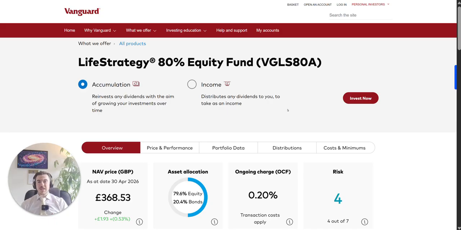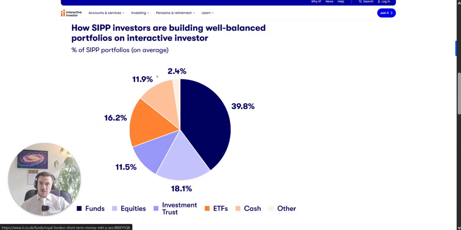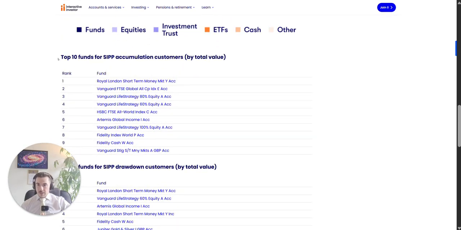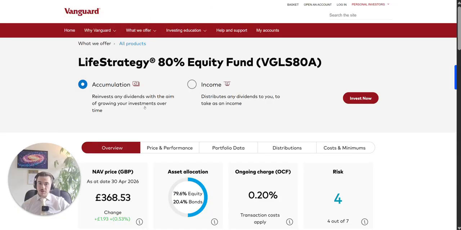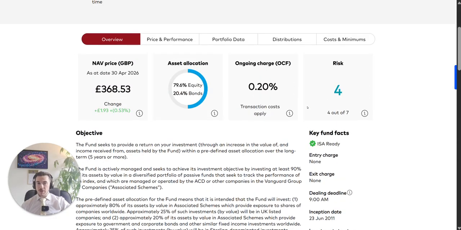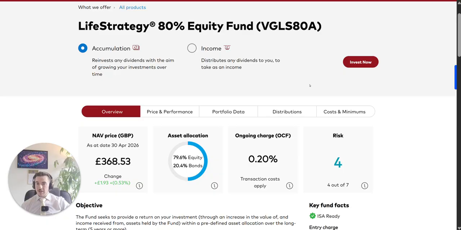In today's review, we're going to be taking a look at the Vanguard LifeStrategy 80% Equity Fund, which, from a recent Interactive Investor article as of the 27th of April 2026, we can see is in the top 10 funds for SIPP accumulation customers by total value. The third one is the Vanguard LifeStrategy 80% Equity Fund. So it is a very popular fund of funds portfolio with assets under management of 15.3 billion. So certainly a popular one, and hence the reason for our analysis.